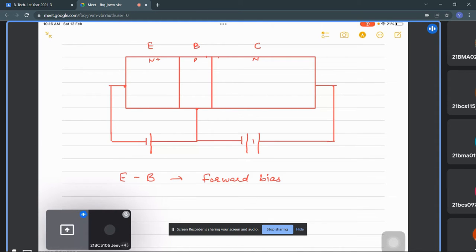And with the help of this, it is something like this. This voltage is called VEB, and this is called VC.